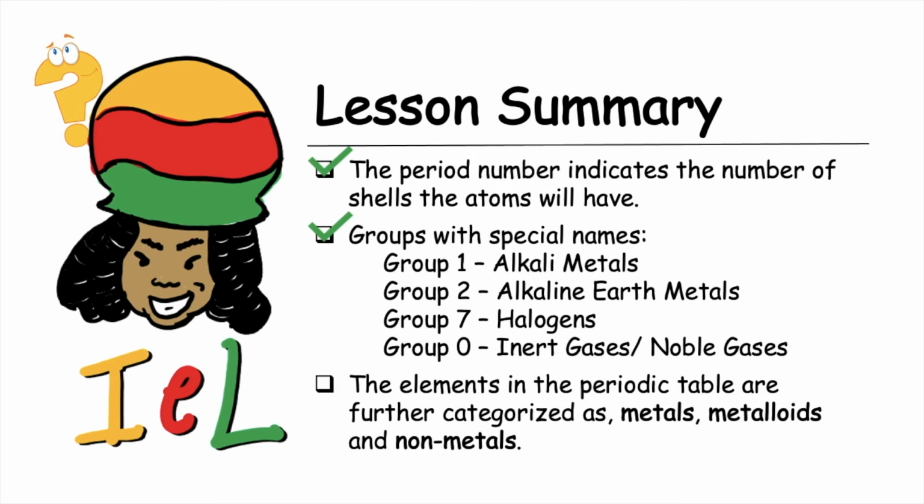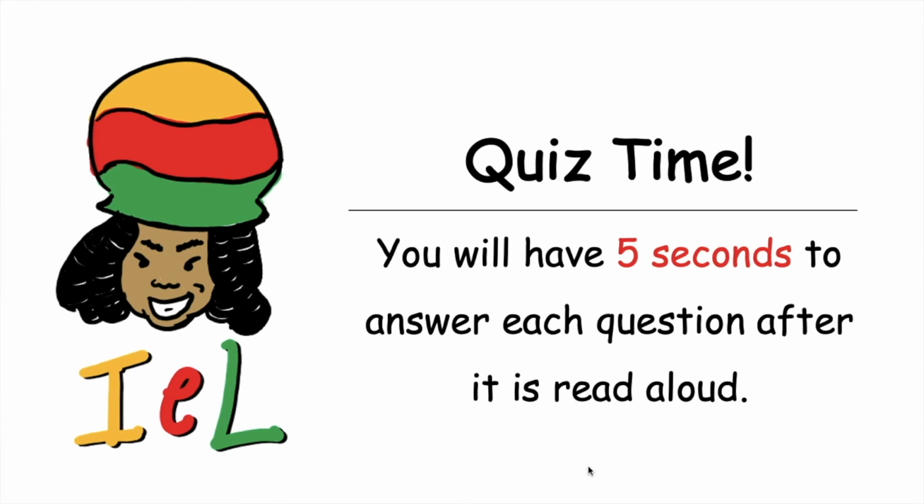There are some groups with special names: Group 1, alkali metals; Group 2, alkaline earth metals; Group 7, halogens; Group 0, inert gases, previously referred to as noble gases. The elements in the periodic table are further categorized as metals, metalloids, and nonmetals. It's quiz time, and you have 5 seconds to answer each question after it is read aloud.